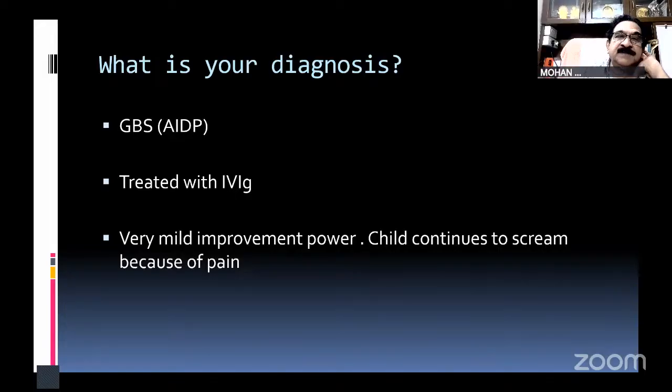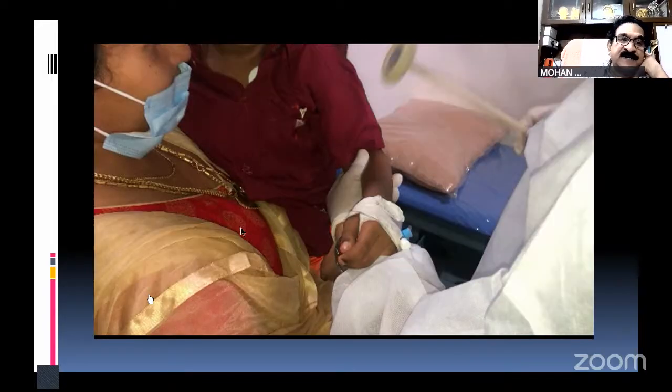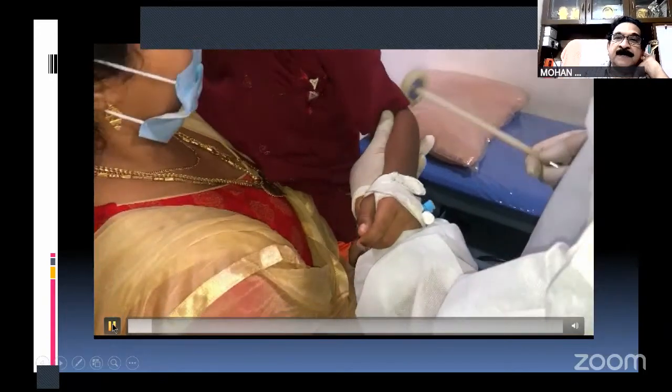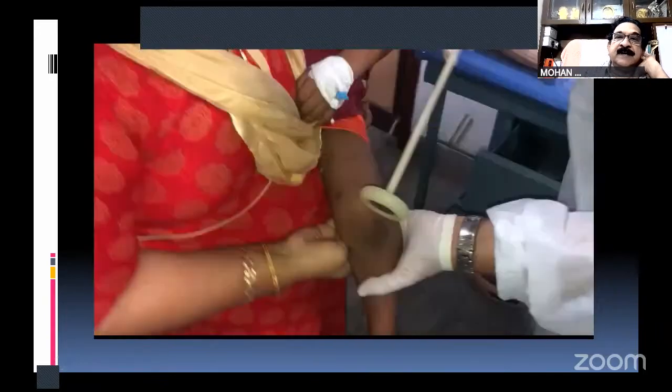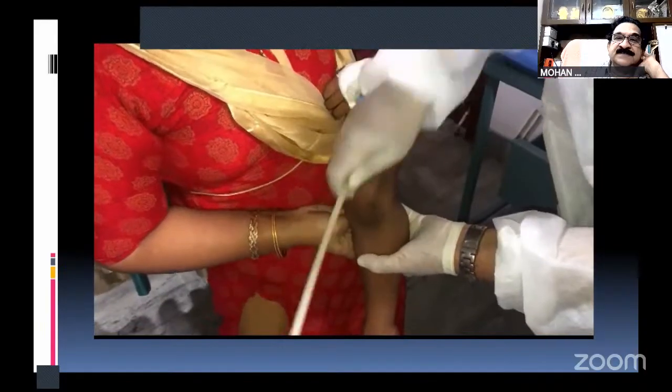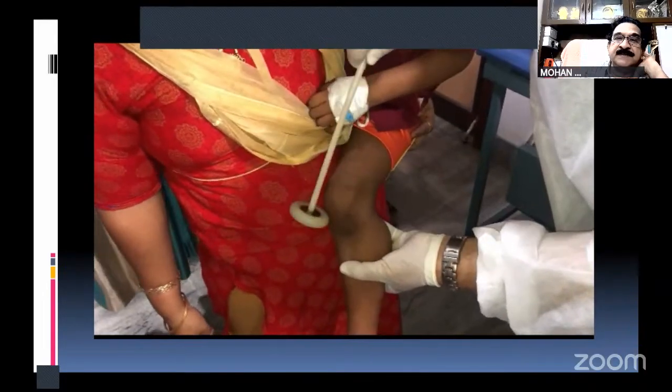So I put on IVIG, but there was only very mild improvement, and the child continued to scream because of the pain. This is even after 5 days of IVIG. Not was lying down because of the pain. The reflexes continued to remain absent.